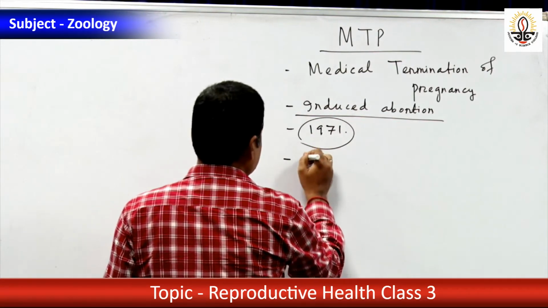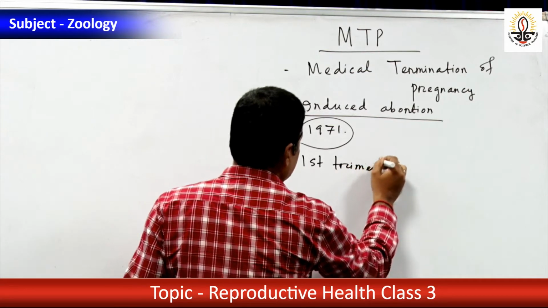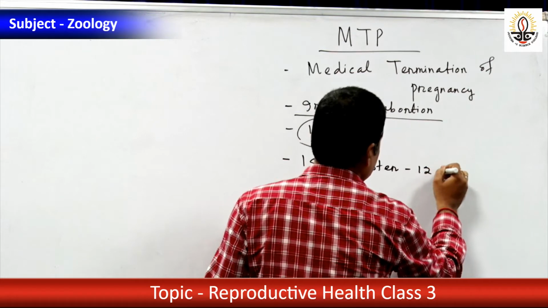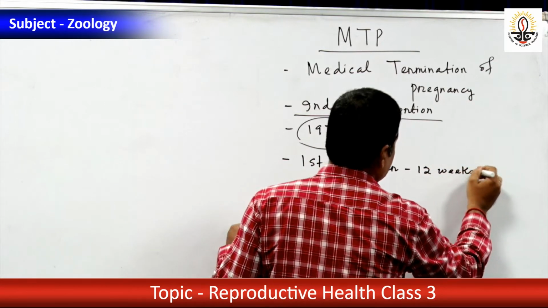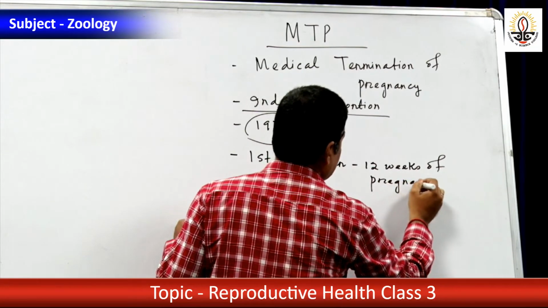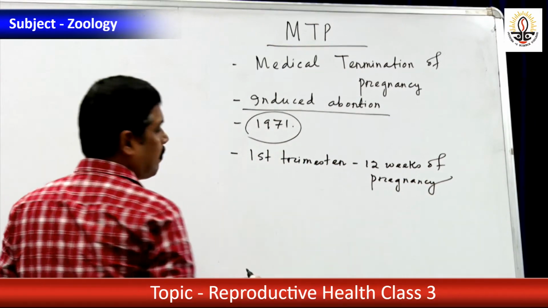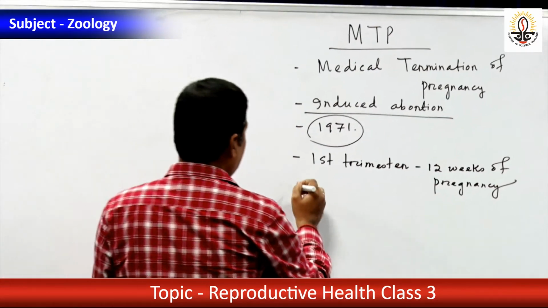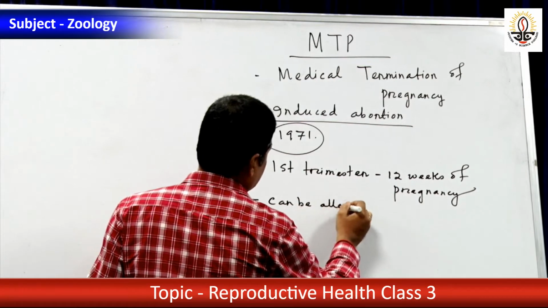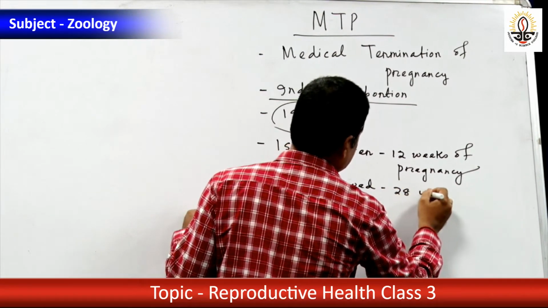Now MTP is comparatively safe in the first trimester, that is 12 weeks of pregnancy. MTP is comparatively safe in the first trimester, but it can be allowed up to 28 weeks.